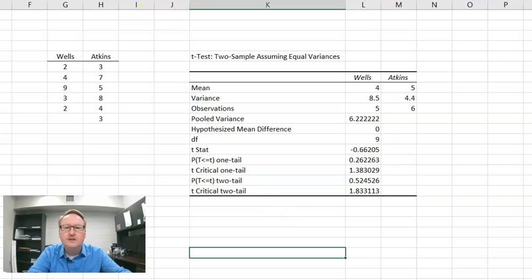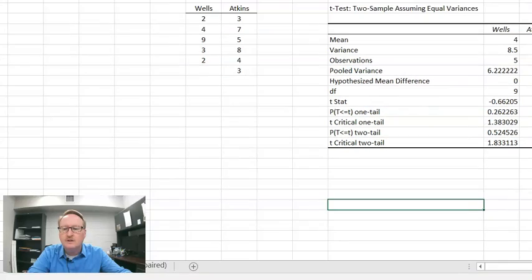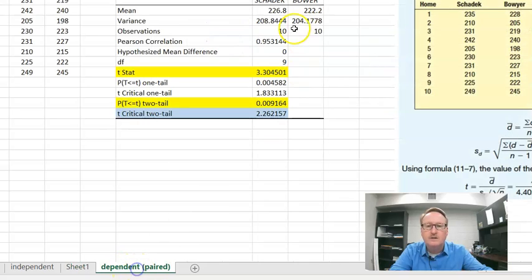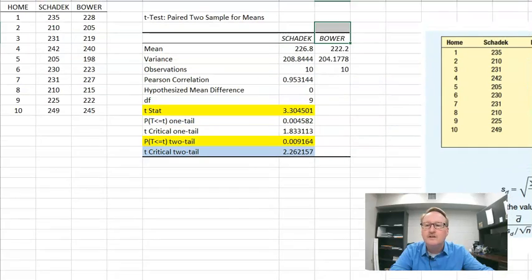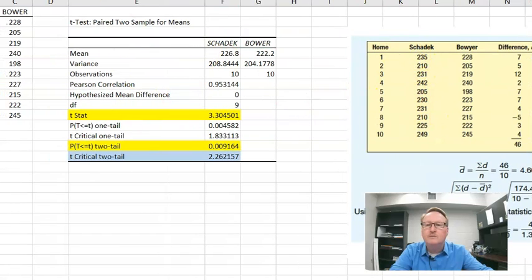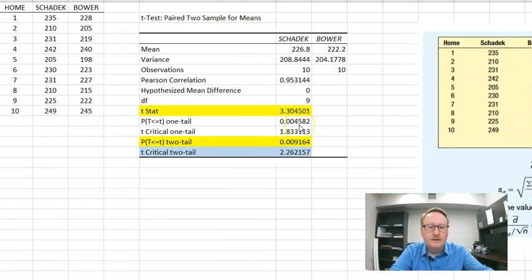Now, on the spreadsheet that's in Chapter 11, down at the bottom, you'll see I have independent, and I have dependent. So here's the one that says paired. This one is also in your book as an example. They're trying to determine whether or not the house is appraised at a different value by two different appraisers. But what makes them paired is it's the same house. So this is the same house appraised by two different people.